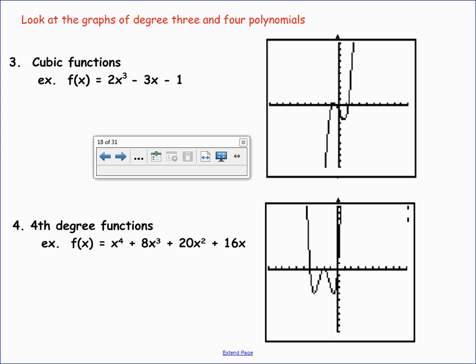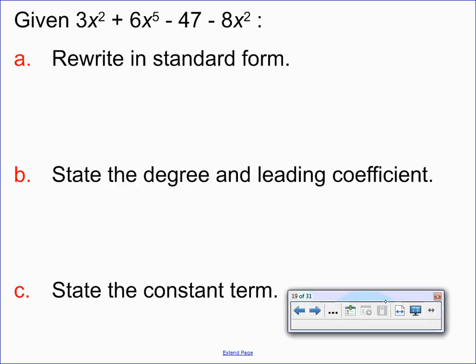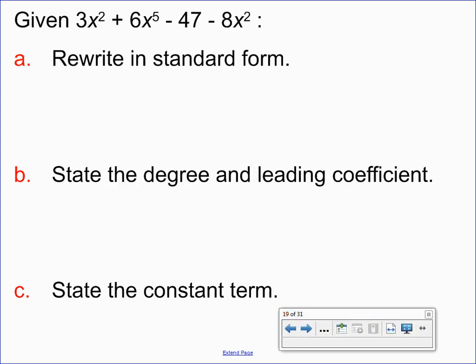Awesome. Okay, so let's go ahead and do a little practice with naming and classifying, then we'll do some multiplication, and then you'll have some work time. So here we go. Let's rewrite this in standard form. Recall, to be in standard form, we must be fully simplified. That is, any like terms should be combined, and the dominant term has to come first.